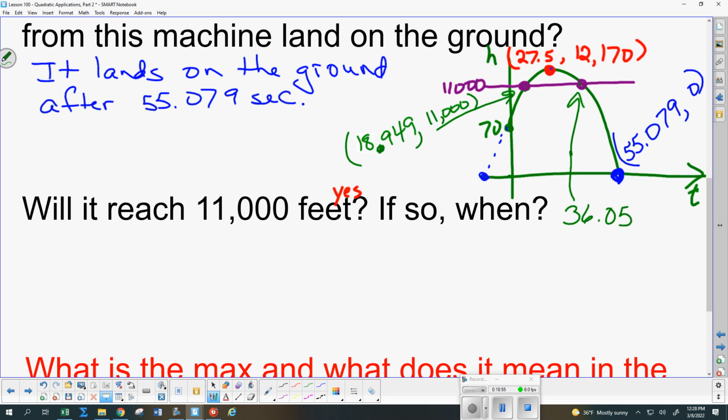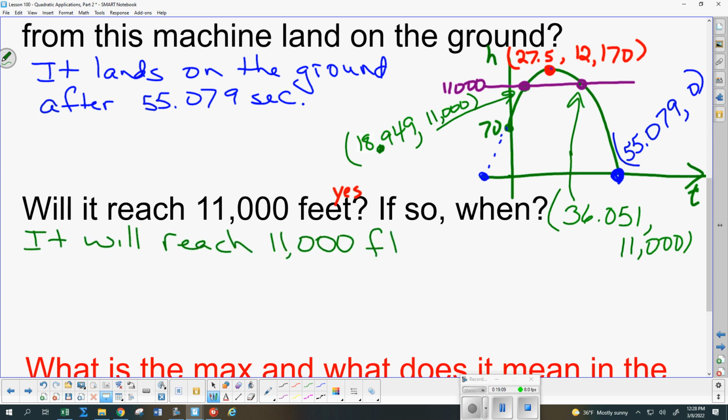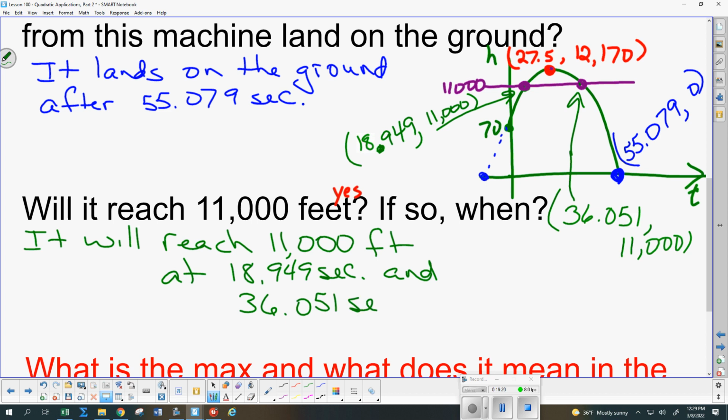How about 5,1, comma 11,000. So it will reach 11,000 feet at 18.949 seconds and 36.051 seconds. Questions there?